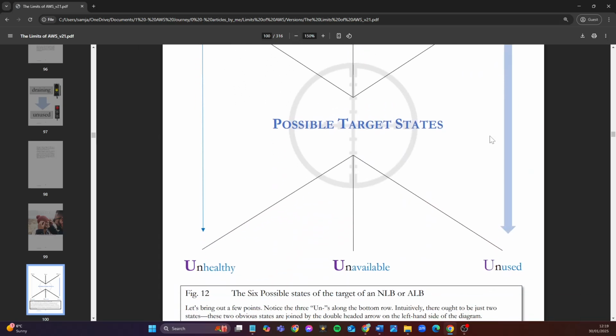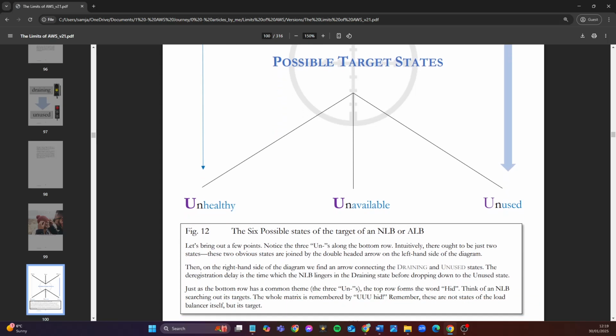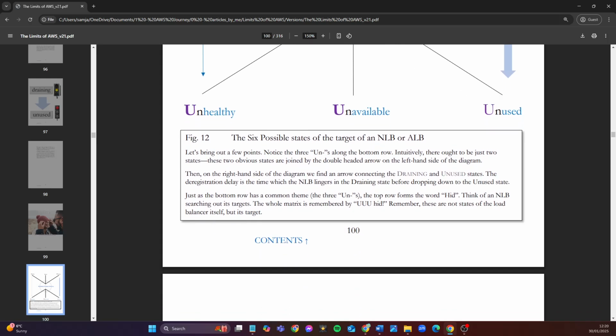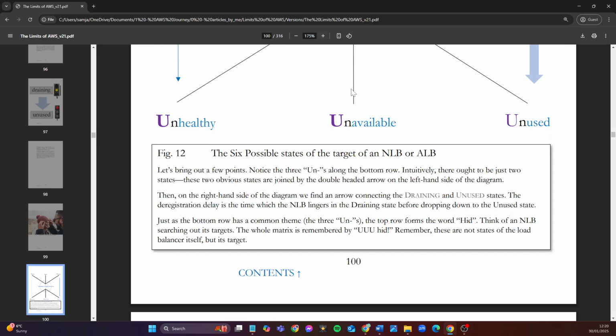U-U-U-H-I-D. So there's quite a lot of words beginning with U. We've got unhealthy, unavailable, and unused. We've already looked at that. I associate unused with the glowing red, don't we? So the 6 possible states of an NLB or an ALB. Let's bring out a few points.